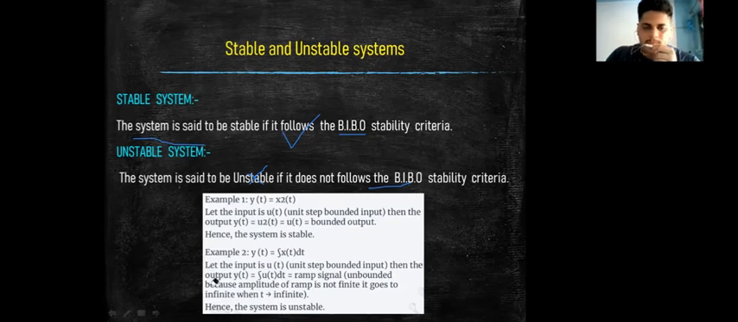But let's take a look at the next example. y of t is equal to the integration of x of t dt. So let the input be u of t, which we saw in the earlier example. It was a bounded input. Then the output y of t is equal to the integration of u of t dt. Now we all know that the integration of u of t dt is a ramp signal, which is unbounded because the amplitude of the ramp is not finite. It goes on to infinity. So this is the ramp signal and this goes towards infinity. Therefore, this is not a bounded output.